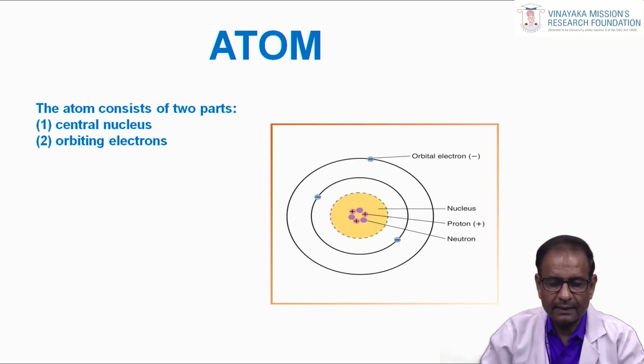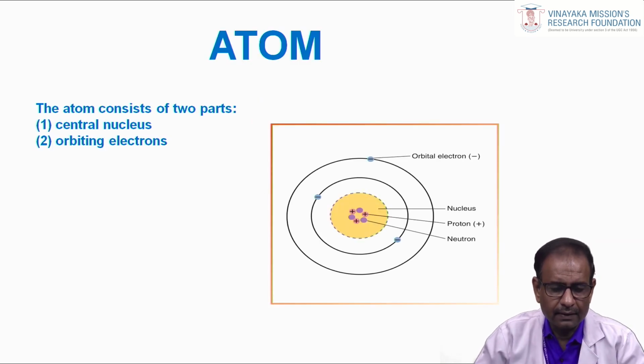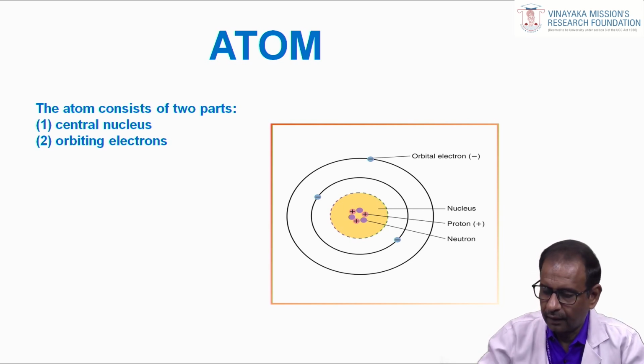First, some basics about the atom. The atom consists of two parts. The first one is the central nucleus. The second one is the orbiting electrons. The central nucleus contains protons and neutrons. Protons are positively charged and neutrons have a neutral charge. Orbiting electrons carry a negative charge.